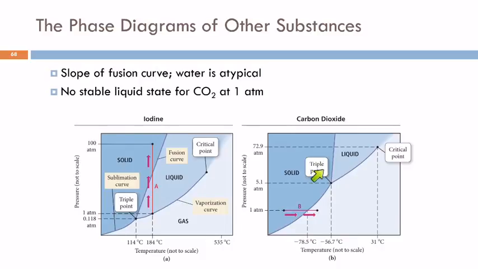Interesting thing about carbon dioxide, here's the triple point. The triple point occurs at 5.1 atmospheres. You cannot have liquid carbon dioxide below 5.1 atmospheres of pressure. That's why dry ice doesn't melt, it just sublimes. So down here at 1 atmosphere of pressure, it goes directly from the solid to the gas.